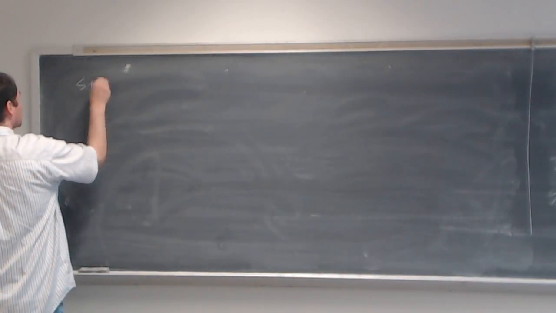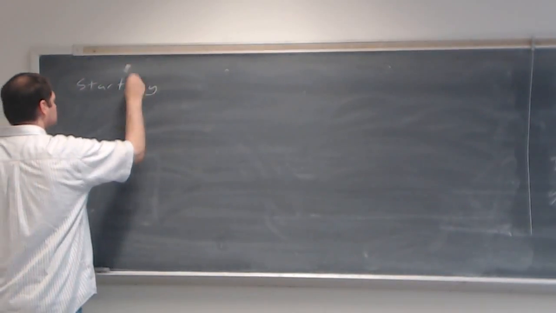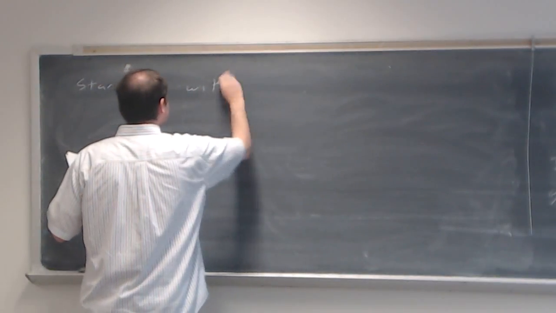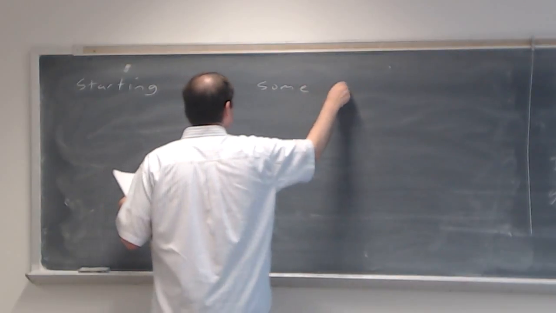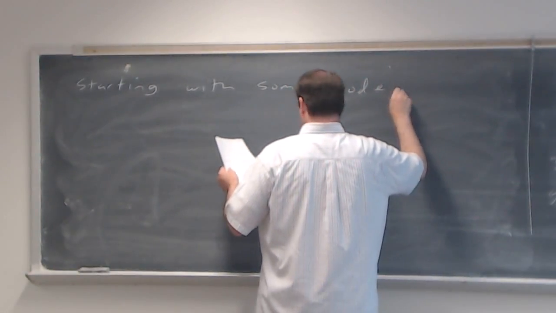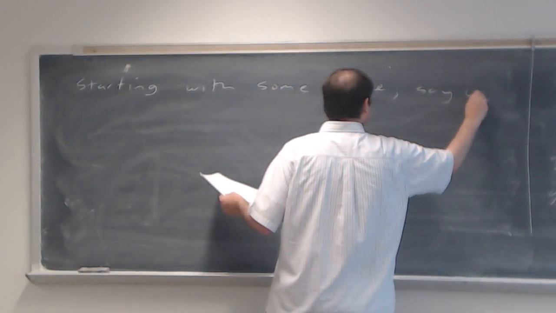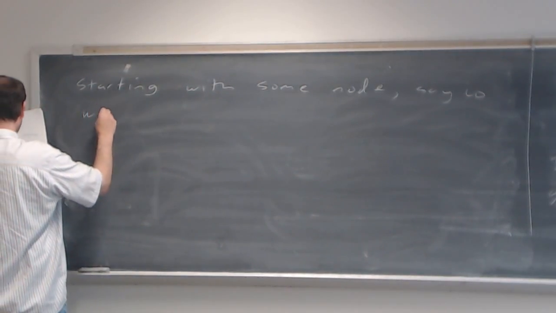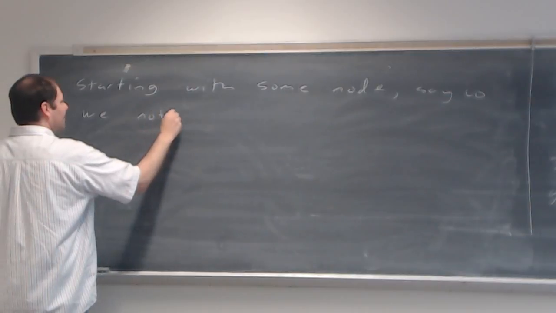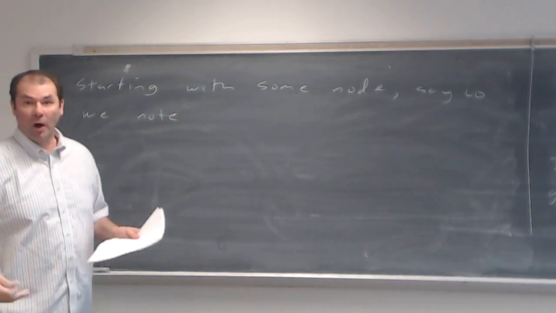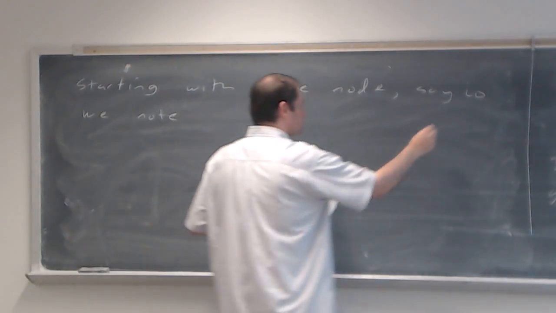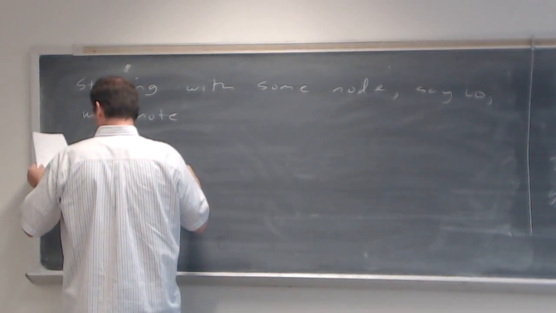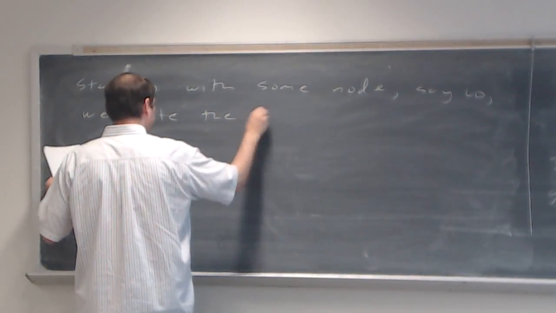So, starting with some node, say I sub 0. So we've got n nodes to start with, we call it I sub 0. And for us, I will start with 1 every time. We know the sequence of nodes.